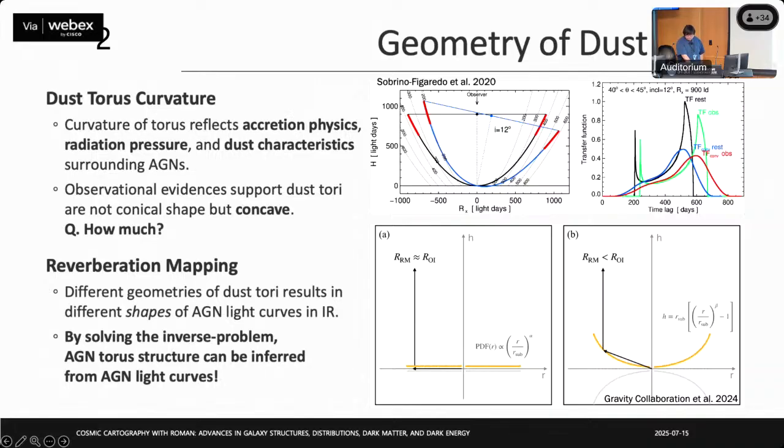To answer this question, we can use something AGN researchers have been using for a long time, called reverberation mapping. This measures the cross-correlation between light curves in different bands to understand various characteristics of AGNs. In theory, we can infer the AGN torus structure by fitting the light curves in the infrared. And this is where the Roman High Latitude Time Domain Survey comes into play.